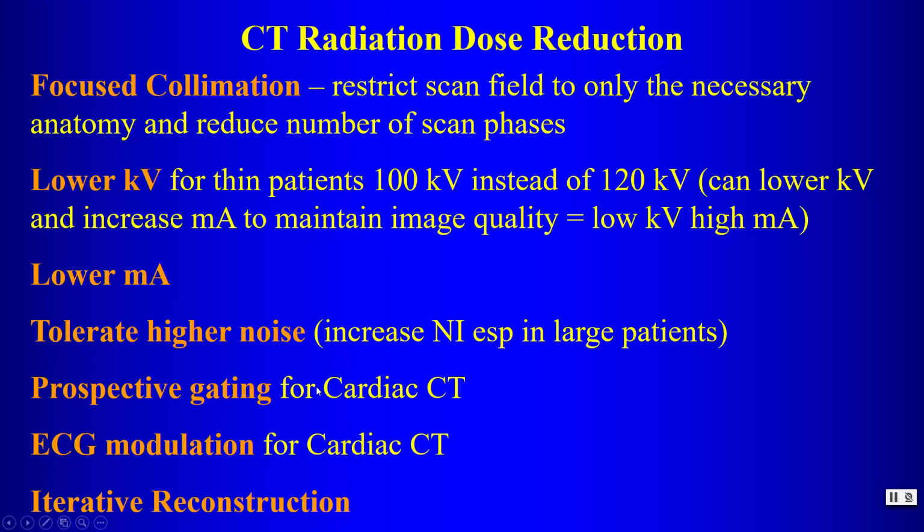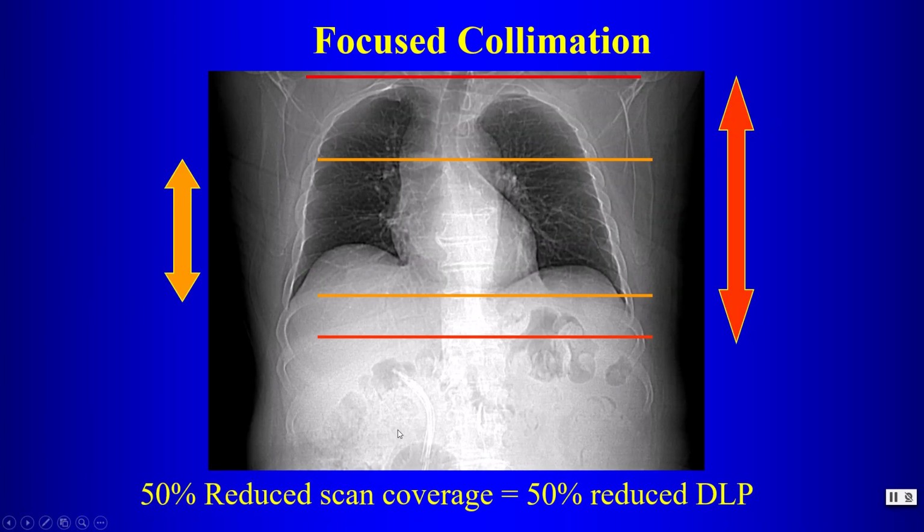For cardiac gating, we would like to use prospective gating. That decreases the dose. If you're using retrospective gating, you want to use ECG modulation. And also iterative reconstruction now is another way of decreasing the dose.